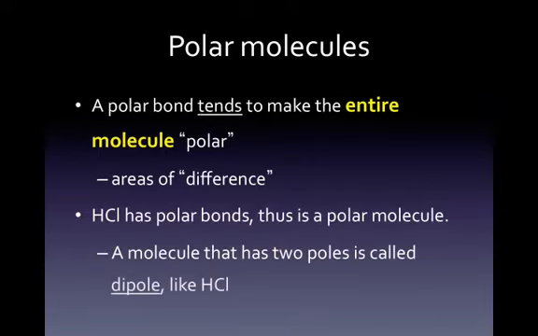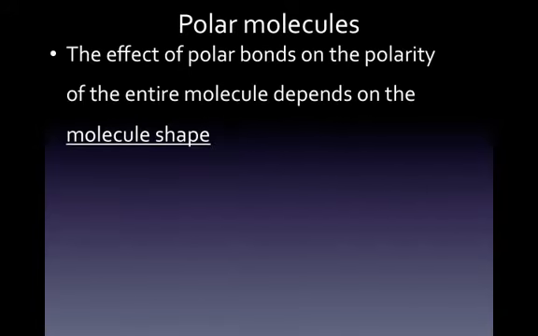A molecule that has 2 poles is called a dipole, kind of like HCl. Again, there was a positive end, there was a negative end. Di means 2, so dipole means that it's a molecule that has 2 poles, and 2 poles means it has 2 ends that have a charge. Okay, the effect of the polar bond on the polarity of the entire molecule depends on the molecule's shape. Now, we're really not going to go too in-depth into the molecule shape, but we're going to talk about water a little bit here in just a minute because it has an unusual shape.